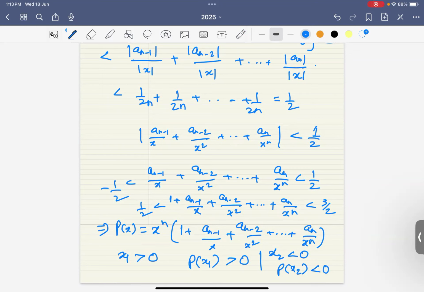And since p is continuous, because p is a polynomial, there does exist some x between x2 and x1 for which p of x must be 0 by the intermediate value theorem. And therefore, every odd degree polynomial will have at least one root. And we're done.